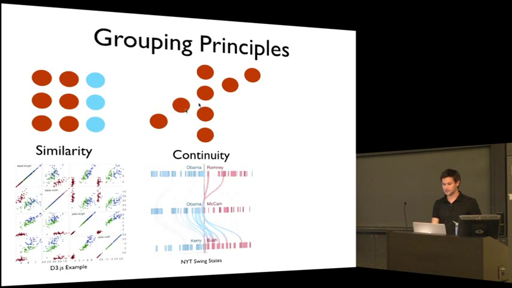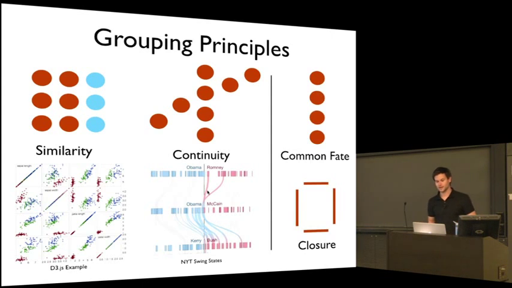For instance, this line and this line, we will immediately see that we have two lines here. And that's used in this New York Times swing state visualization, because you have these continuous effects and we are just used to following these lines. And that's very natural for us.